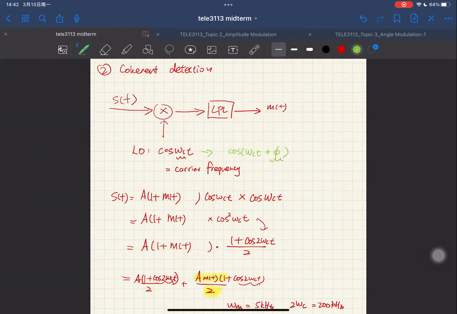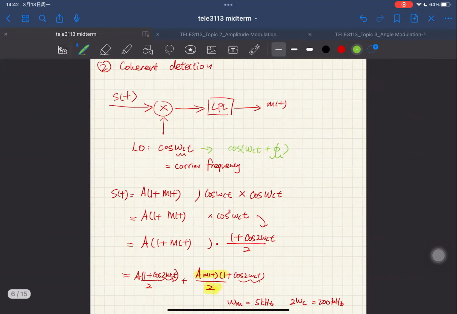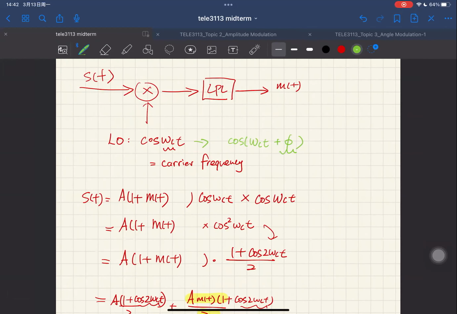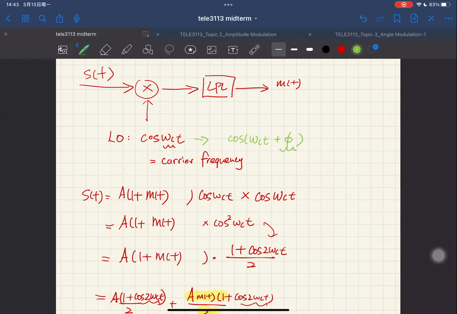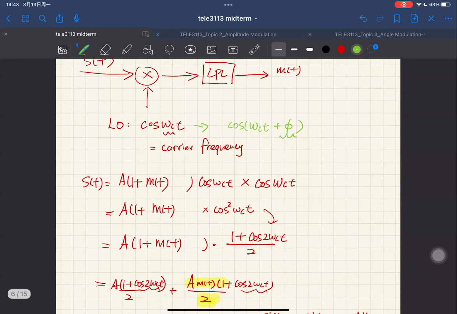The downside of using coherent detection is that you have to use a phase lock loop block to get rid of that phase error, because this phase error can cause really huge attenuation of your message signal, especially in DSB. That's the point I wanted to mention. If you have already done your lab 3, you should know how this phase error affects your demodulated signal.